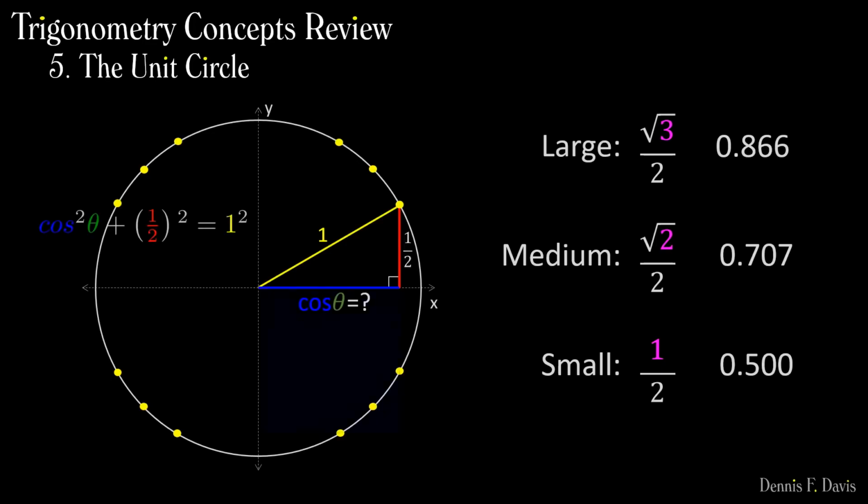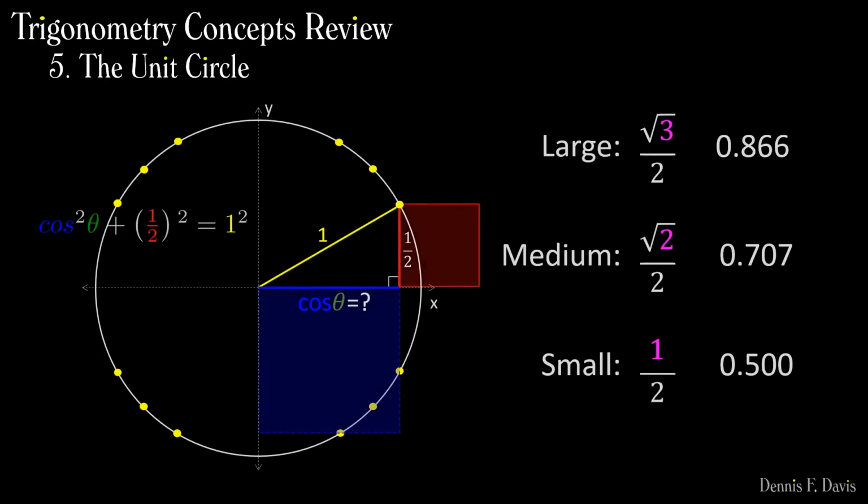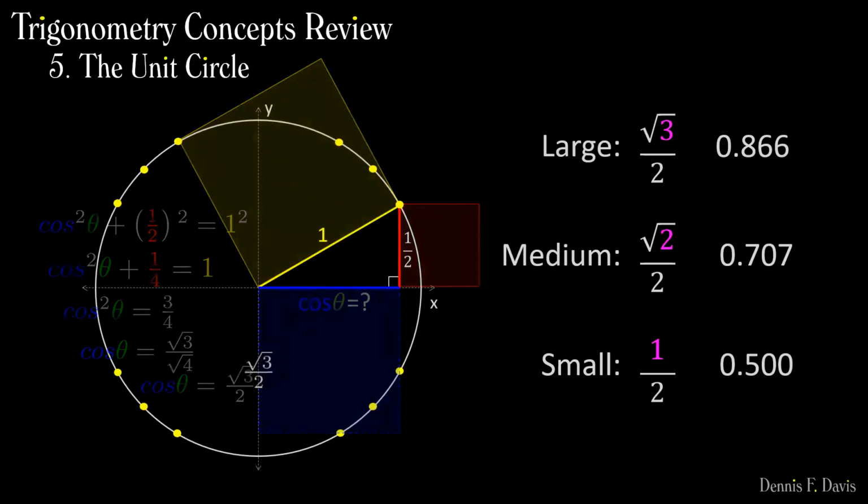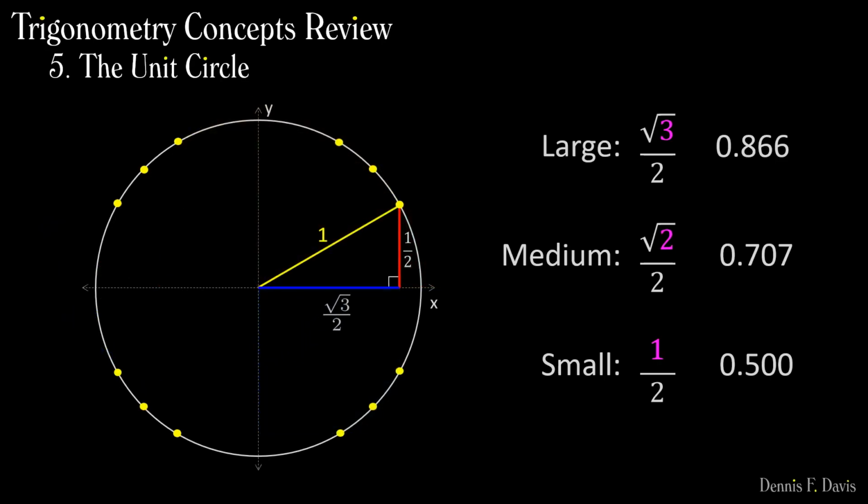This exactly corresponds to area of blue plus area of red equals area of yellow. Our equation can be simplified to cosine squared theta plus 1/4 equals 1. Isolating the constants, we get cosine squared theta equals 3/4. To get cosine theta, not squared, we take the square root of both sides and simplify to get cosine of theta equals square root of 3 over 2. This means that the length of the blue side, the size large, is square root of 3 over 2.